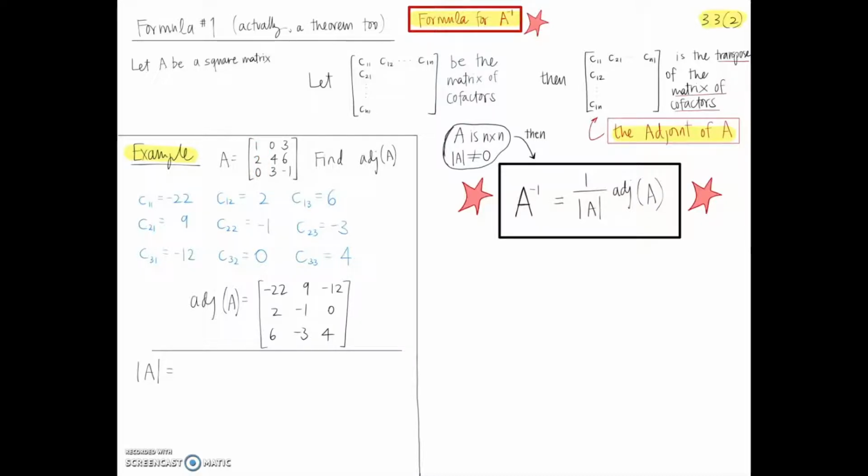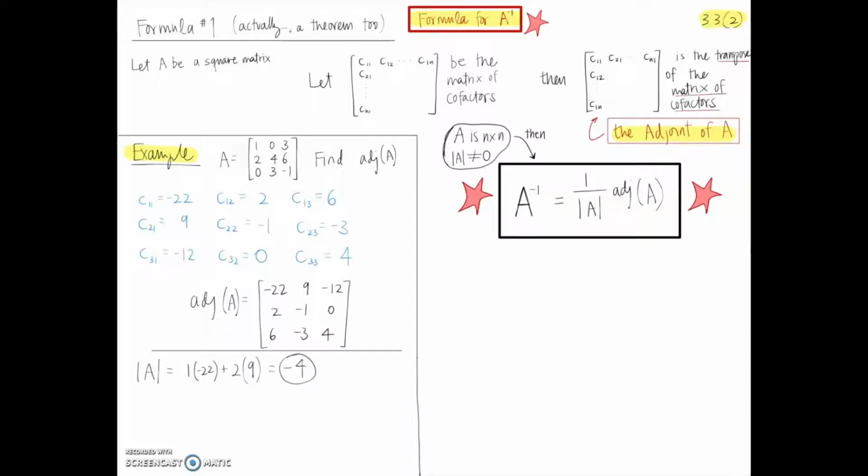And so what we get is A11 times the cofactor of 1, 1, which is -22, plus A21, which is 2, times the cofactor of A21, which is 9. And so that looks like -22 plus 18, which is -4. This is the determinant of A.